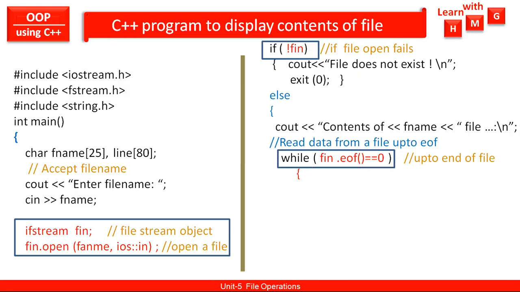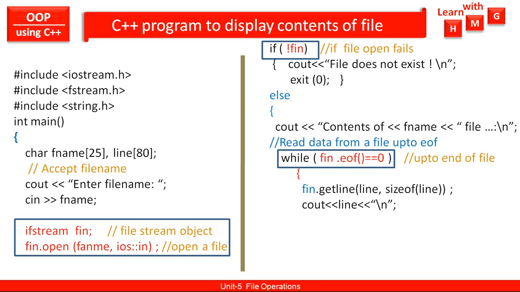Like this, you have to set the loop up to the end of file. Currently the condition is true, meaning eof returns 0, so data is available in the file. End of file is not yet detected. Let us read a line using the getline function. Call the getline member function using the fin object, and the line will be read from the file into the line array as per the size, and the same line will be displayed on the screen using cout.